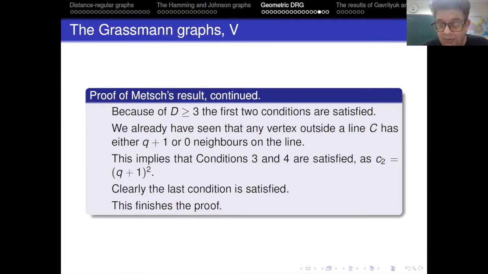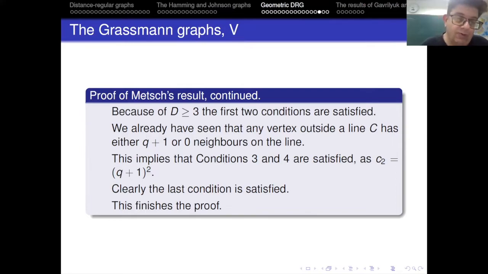Because C2 is q plus 1 squared, and if I take 2 vertices at distance 2, then there are q plus 1 lines that are at distance 1 to this first vertex. And because q plus 1 squared is q plus 1 times q plus 1, yes? That is the reason why everything is satisfied. And so we get the Cosmographs, and so we are done. Yes, that is how the proof of Metsch works.